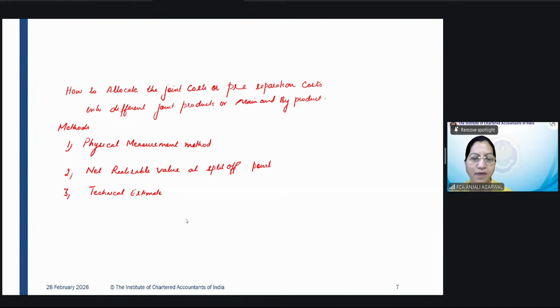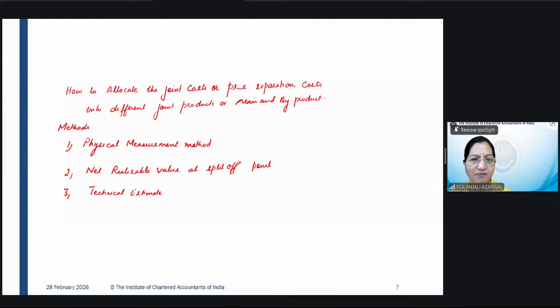Our main job in this chapter, the most important job, is to allocate, to divide these joint cost or pre-separation cost amongst the various joint products. Today joint products, tomorrow we will also discuss main and byproduct in the next session. So there are different methods in which you can allocate the joint cost amongst the various joint products. Prominent ones are physical measurement method, net realizable value at split off point, and third is the technical estimate.